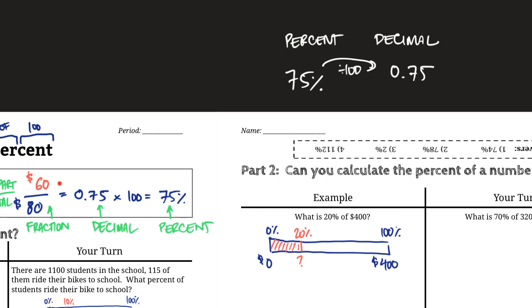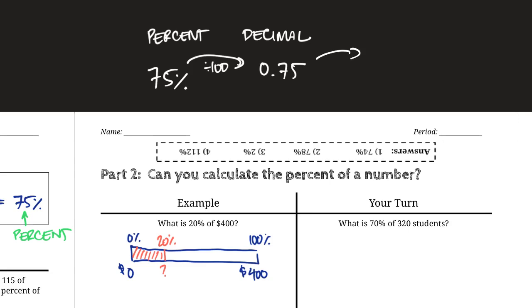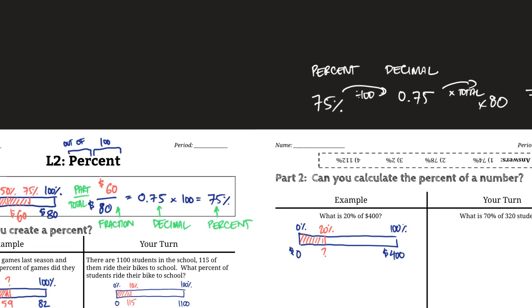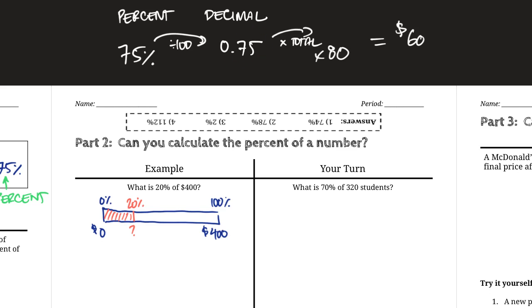And then, in order to get the part, which is what we're trying to do, in this case, we divided. What's the opposite of division? Well, it's multiplication. So all we do is we multiply by the total. The total in this previous example was $80. So we're going to times it by 80, which gives us 0.75 times 80 gives us $60. So you see, we got our part back, $60. So that's the process we're going to follow here. We're going to start with the percent, turn that into a decimal, and then multiply by the total to find the part. So let's do it.